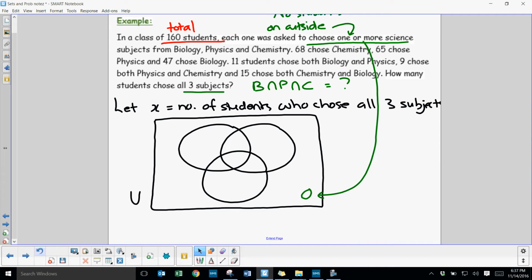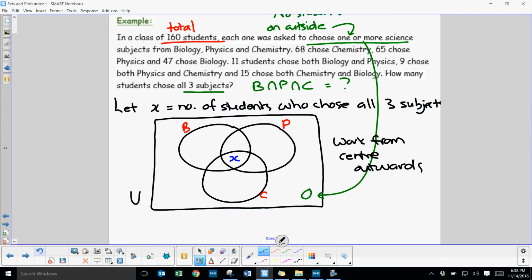We know that X is in the center. That's how many we're trying to find out, who chose all 3 subjects. We also need to label our circles. I'll do bio here, physics here, and chemistry here. Just randomly choosing to do it that way. So now you again work from the center outwards. Work from the center outwards is a good idea here. By outwards I mean go into these parts here now. So we're going to start to fill in these ones.